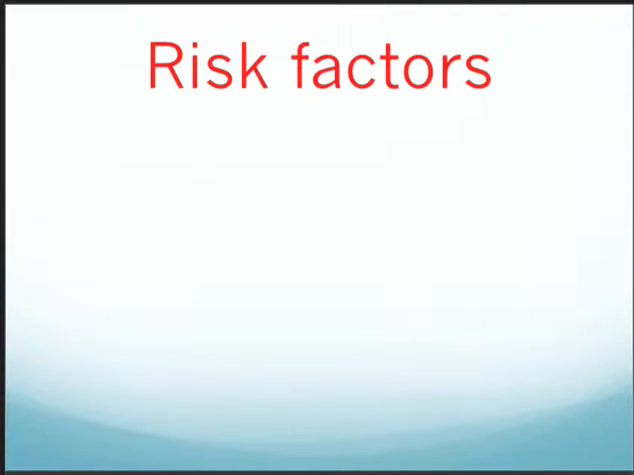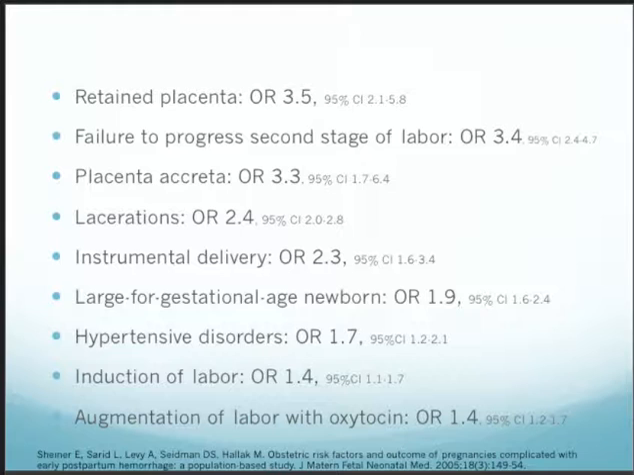Risk factors. I collated 2 slides with risk factors. Here we see one slide derived from a publication of Shiner in 2005, where a retained placenta increases the odds ratio by 3.5. Failure to progress in the second stage 3.4, a placenta accreta 3.3, lacerations 2.4, instrumental vaginal delivery 2.3, an LGA baby 1.9, hypertensive disorders 1.7, induction of labor 1.4, and augmentation of labor with oxytocin 1.4. So this is one source.